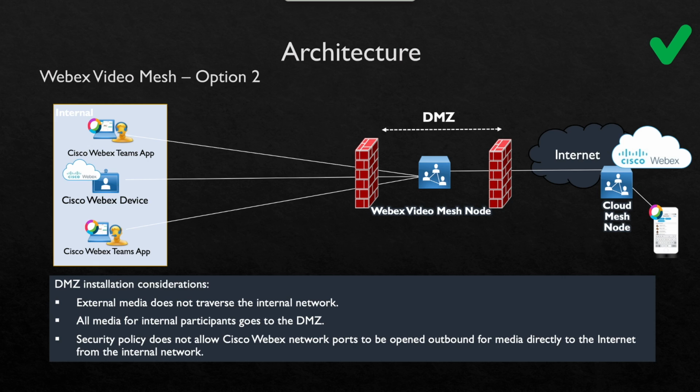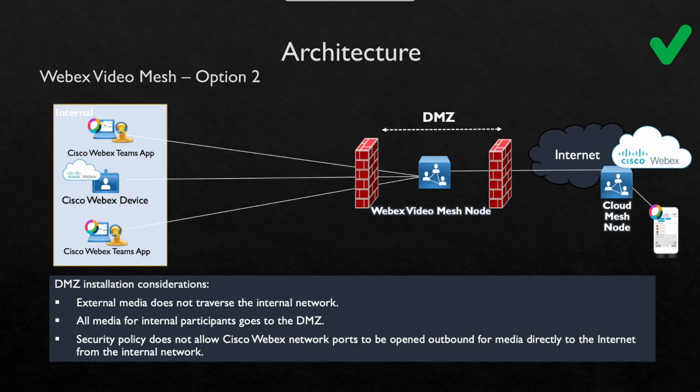Now, when the video mesh node is located in the DMZ, the operations are basically the same. However, the media is no longer kept internal. The media is external to the company because it's in that DMZ. Even if all the participants in the meeting are internal to the network, the media still has to go through that first firewall. And therefore, you have to set up firewall policies and so forth to allow that media to go in and out of that firewall. So it's going to be a little bit more complex to set up.